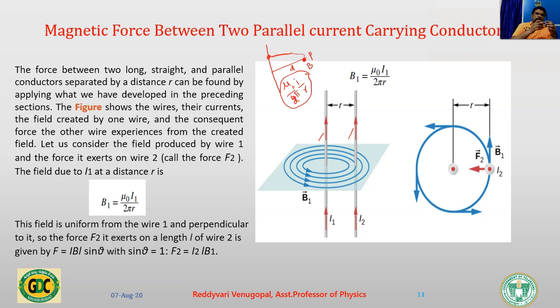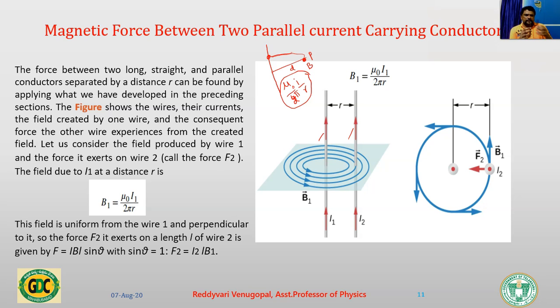This is one current carrying conductor, and this is one more current carrying conductor. The current flowing through this conductor is I1, and the current flowing through this conductor is I2. So what happens? Let me consider only this wire for the timing. Let me explain this later.